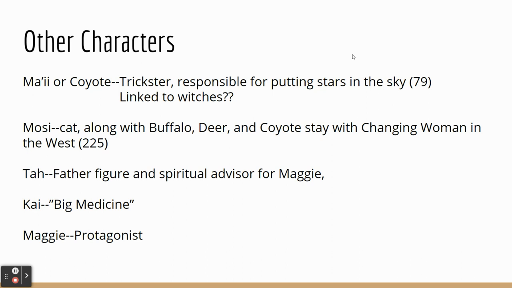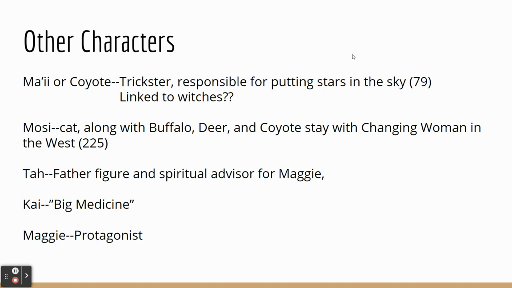Other characters: Coyote. And look, this is straight out of the myth. We will talk about tricksters and stuff in another slide presentation. The book on page 79 talks about putting stars in the sky. There were several tricksters in Navajo stories, but Coyote seems to be the one who is linked to witches. And that's something that the book doesn't mention, but I think as you read, it starts to make sense.